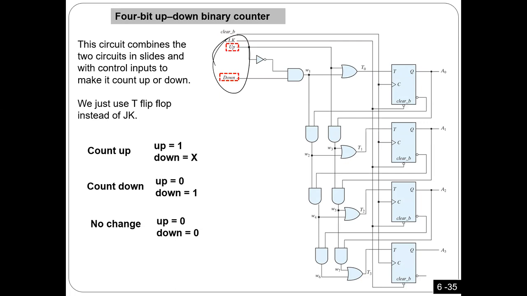I'm going to explain this one by the end of this lecture, because I want to move to the next section, and then I'm going to come to it again, but this is the main idea. I have something like a multiplexer here. Based on the selector, the same circuit can count up or count down, based on what these two inputs are. So we have up and down. If you put 1 and X here, this one is going to count up. If you put 0 and 1, it's going to count down. If you put 0, 0, no change.